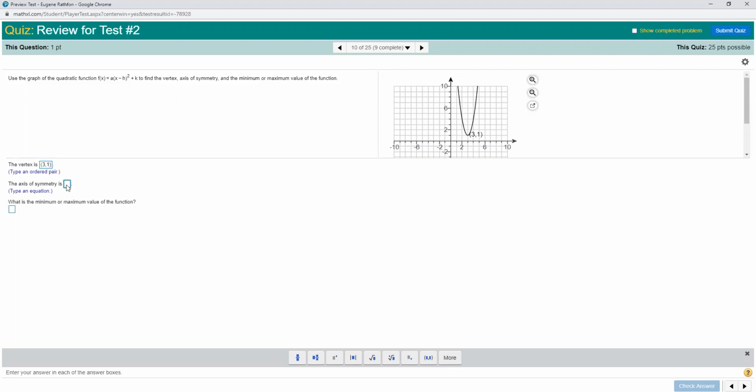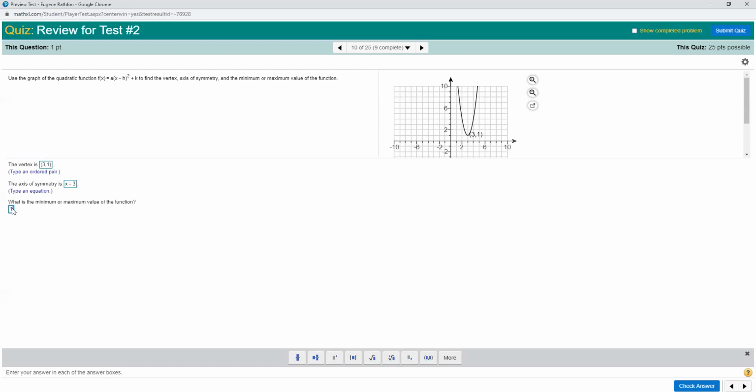Now the axis of symmetry is equal to the x value, but you got to write it like an equation. So you got to put x equals, where's my equals? X equals the x value, which is 3. So what that means is, if you're looking at this, there'd be an imaginary line going down there at the x equals 3 value that cuts it in half. And then the minimum or maximum value is the y value. And you can tell that's the minimum it goes to, 1 on the y value. So we put a 1 in there.